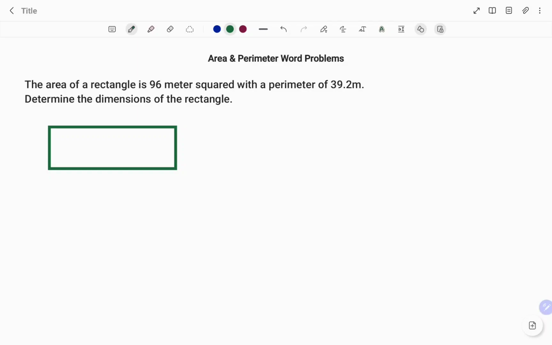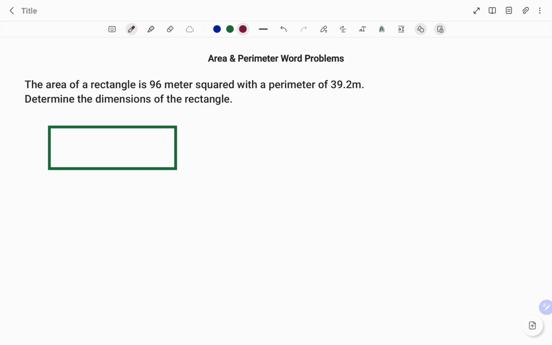In this video, I'm going to show you how to solve the following word problem that relates to the area and perimeter of a rectangle. We have the area of a rectangle is 96 meters squared with a perimeter of 39.2 meters. Determine the dimensions of the rectangle.